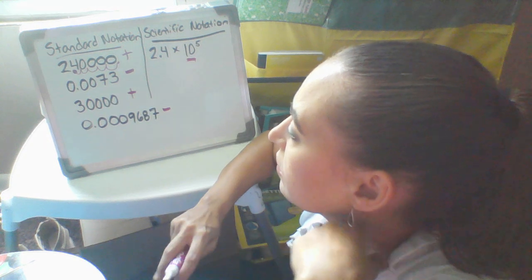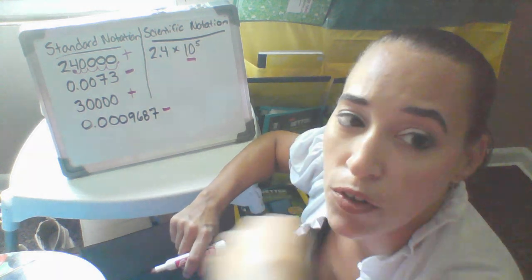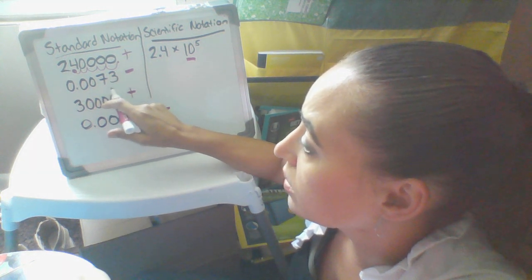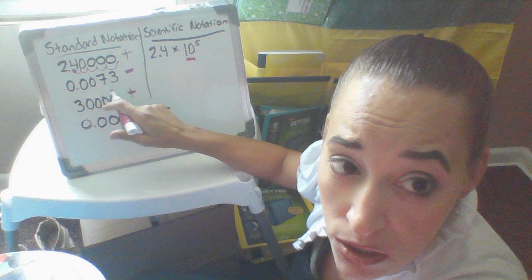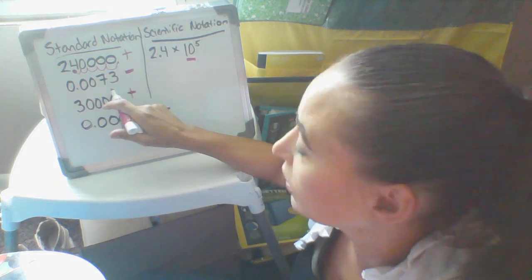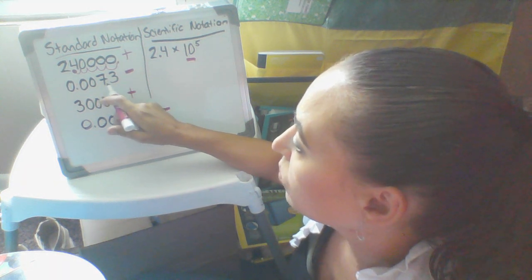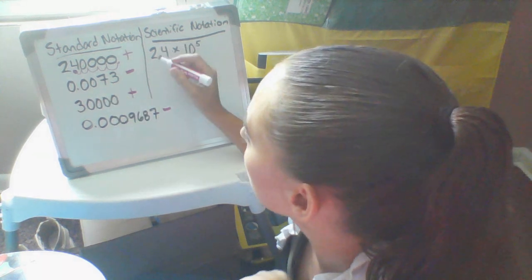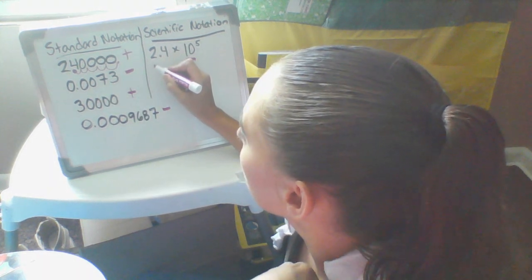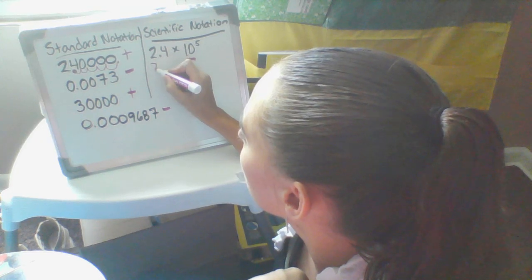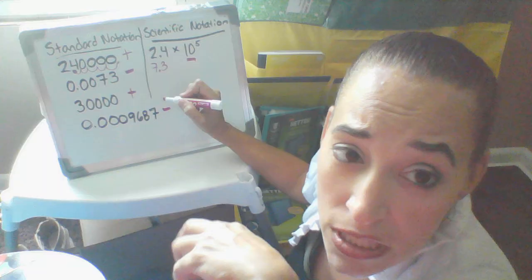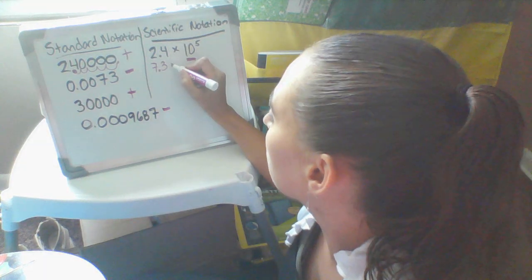Let's do this one together. It has to be a number greater than 1 but less than 10. It can't be a 0. And you have to include both of the digits. All digits must be included. So we have 7.3. You always have your base unit of 10.